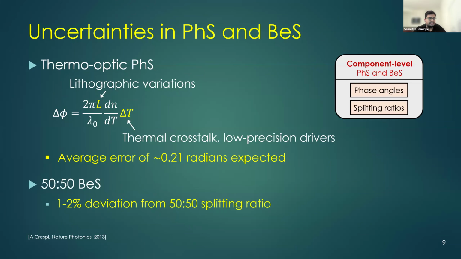Even for beam splitters, on average, even for mature processes, a 1 to 2% deviation from the 50-50 splitting ratio is expected. But again, all these numbers are for very stable mature processes. If we are bringing up a new chip or a new accelerator architecture, all of these numbers will be much higher.